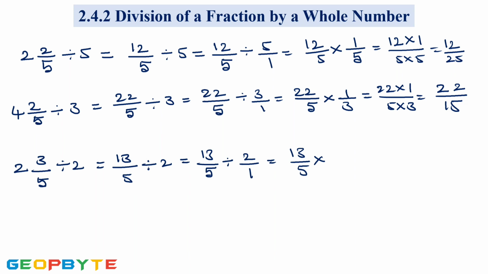Reciprocal of 2 by 1 is 1 by 2, which is equals to, we need to perform multiplication of fractions. So the product of numerators, that is 13 into 1, by 5 into 2, which is equals to 13 ones are 13, 5 2s are 10. Now 13 by 10. The result of 2 3/5 divided by 2 is 13 by 10.